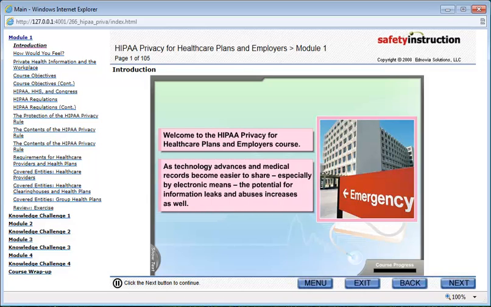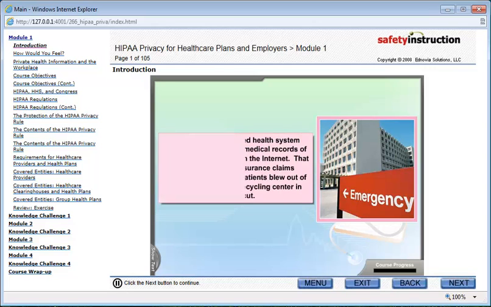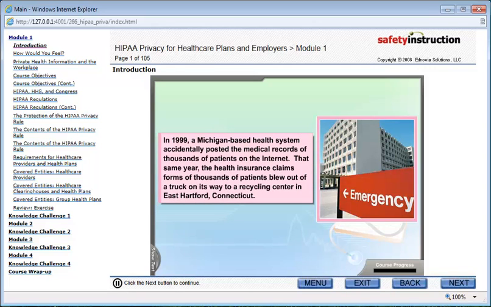As technology advances and medical records become easier to share, especially by electronic means, the potential for information leaks and abuses increases as well. In 1999, a Michigan-based health system accidentally posted the medical records of thousands of patients on the Internet. That same year, the health insurance claims forms of thousands of patients blew out of a truck on its way to a recycling center in East Hartford, Connecticut.